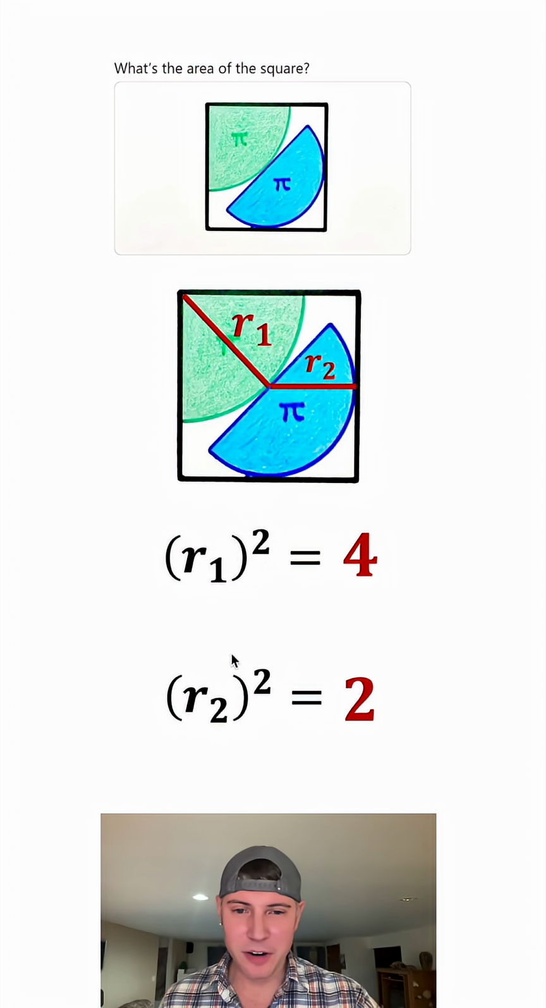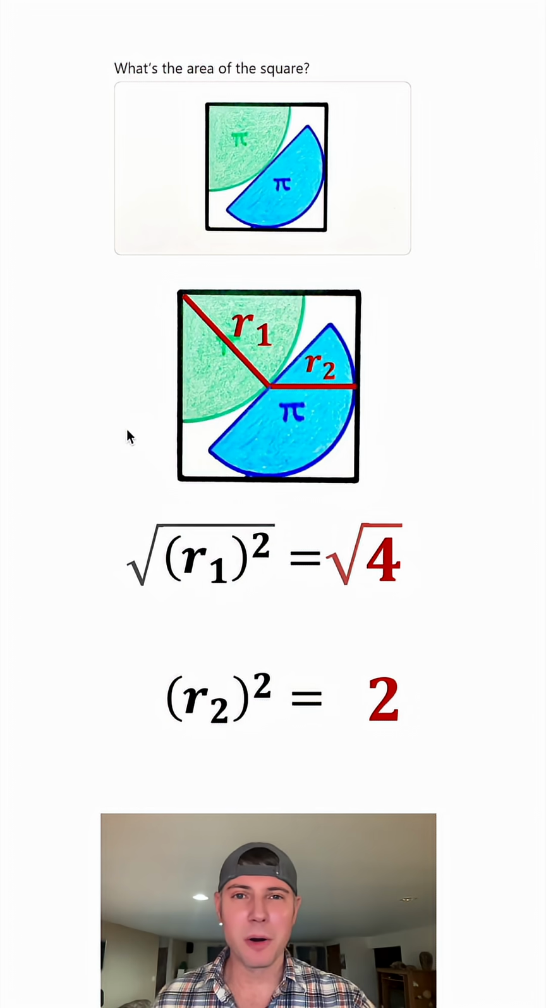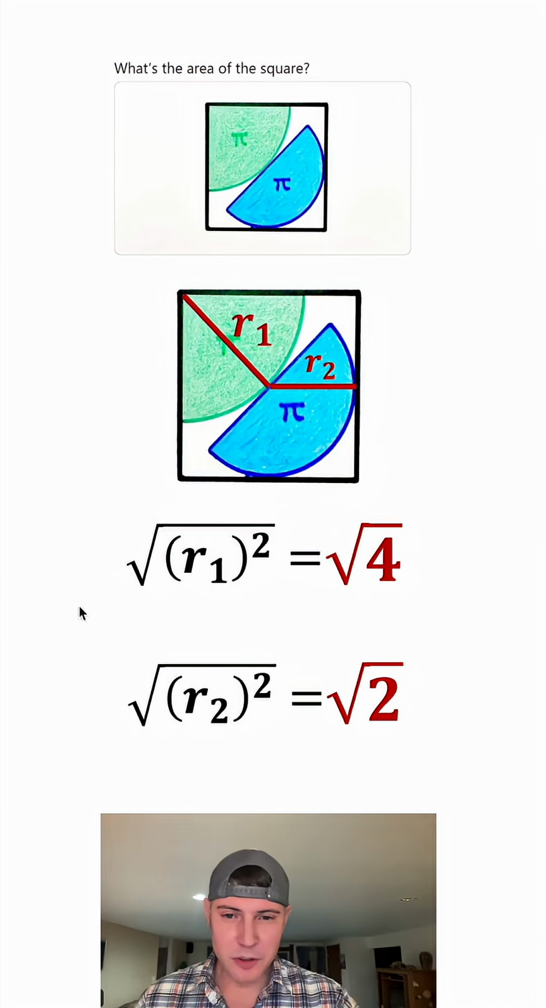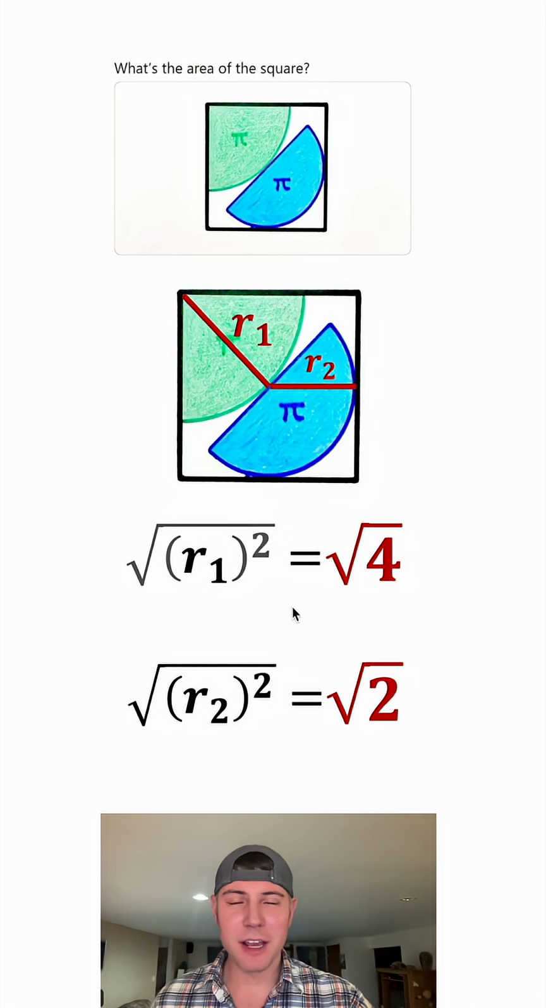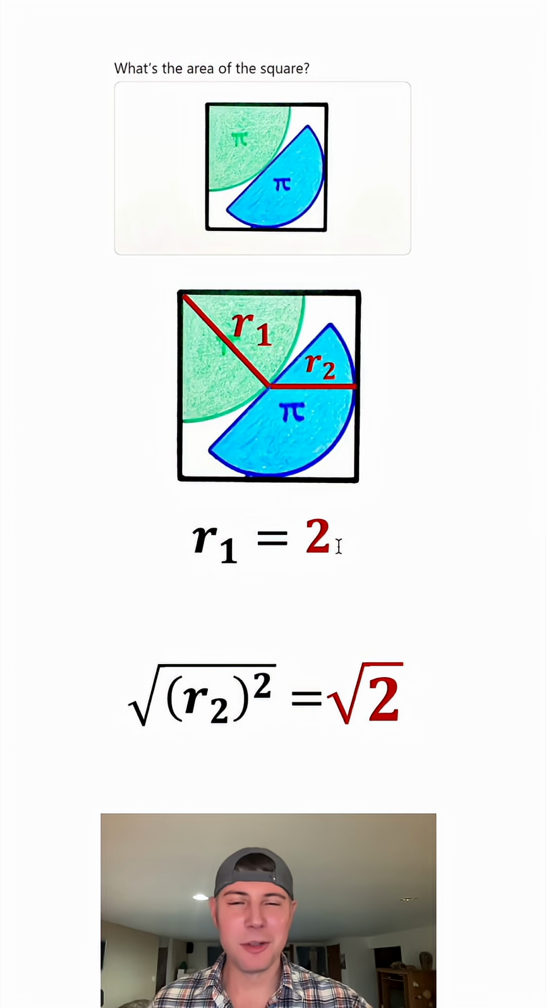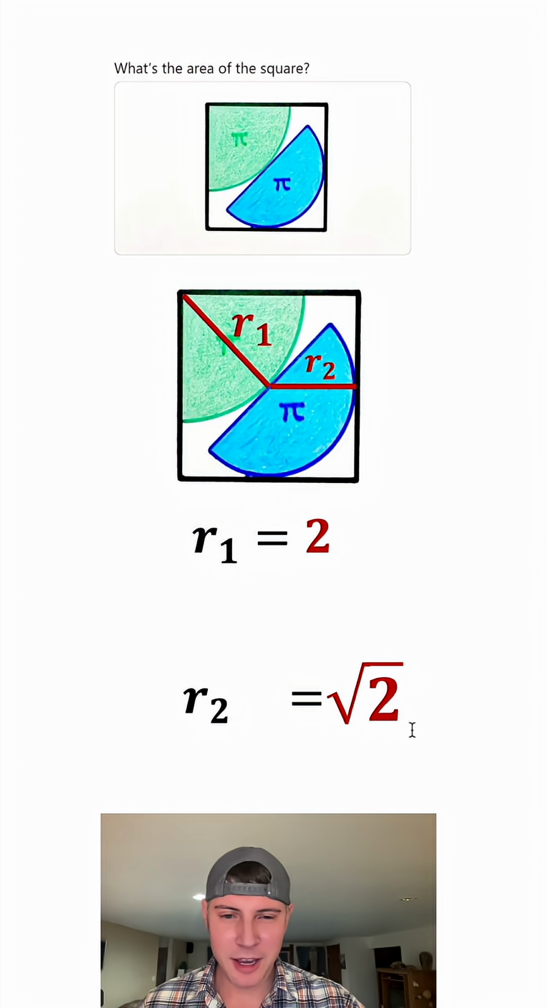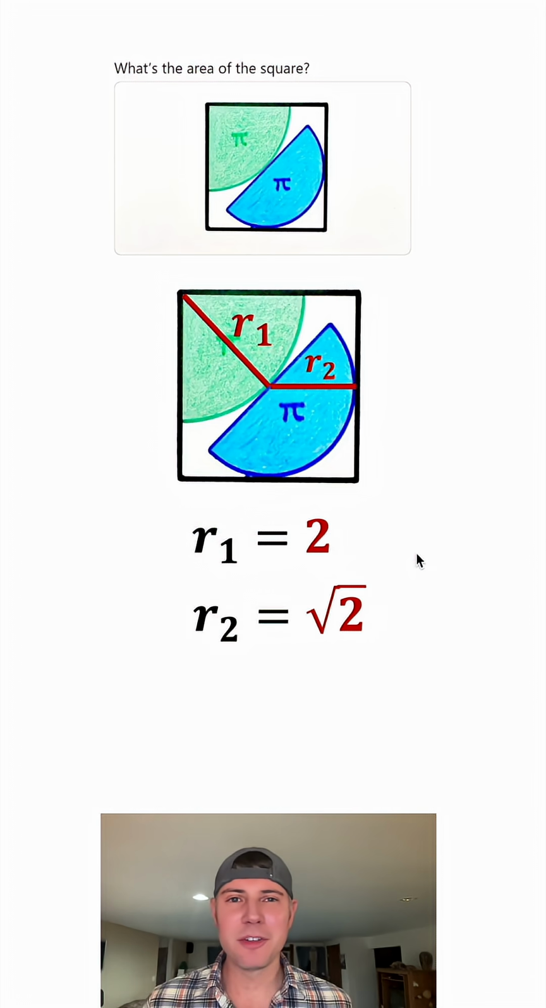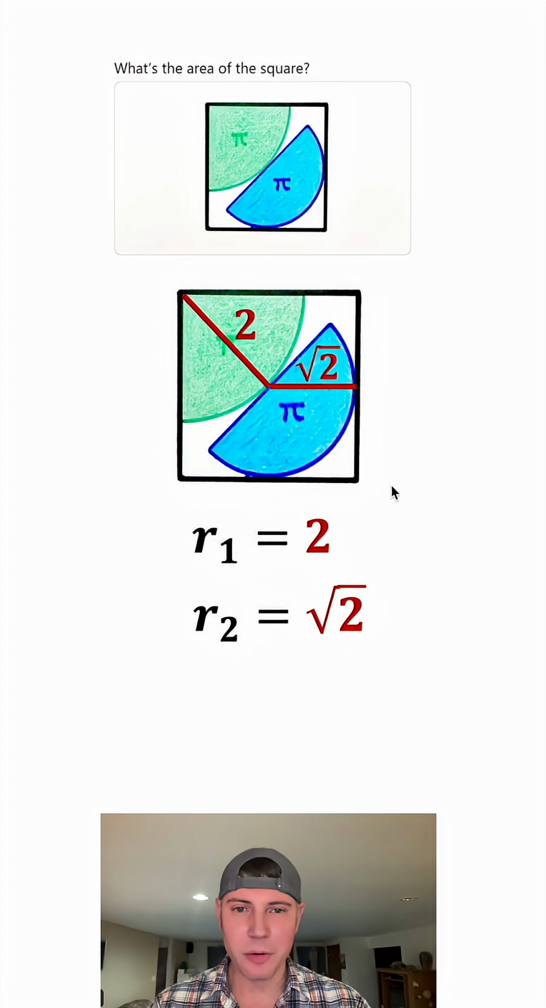And right now, both our variables are being squared, so to solve them, let's square root both sides of both equations. For this one, the square root and the square will cancel each other out, and the square root of 4 is 2. So we have r sub 1 is equal to 2. And then down here, the square root and the square will cancel each other out, and we're left with r sub 2 equals square root of 2. Now we can update the diagram. R sub 1 is equal to 2, and r sub 2 is equal to square root of 2.